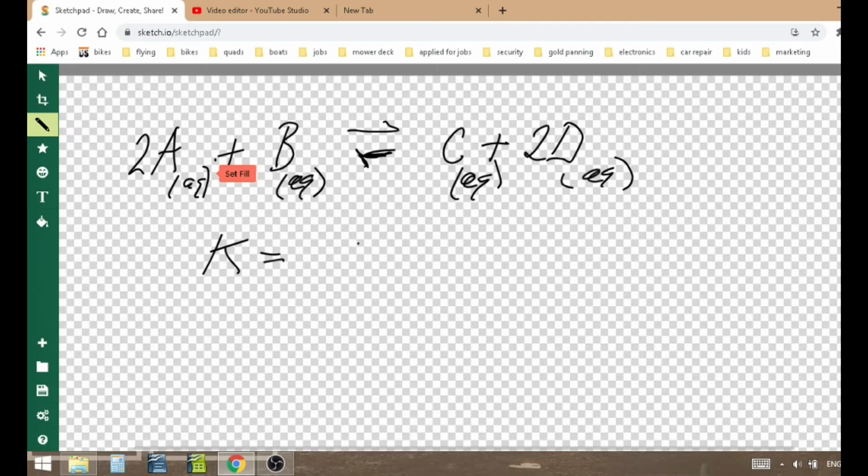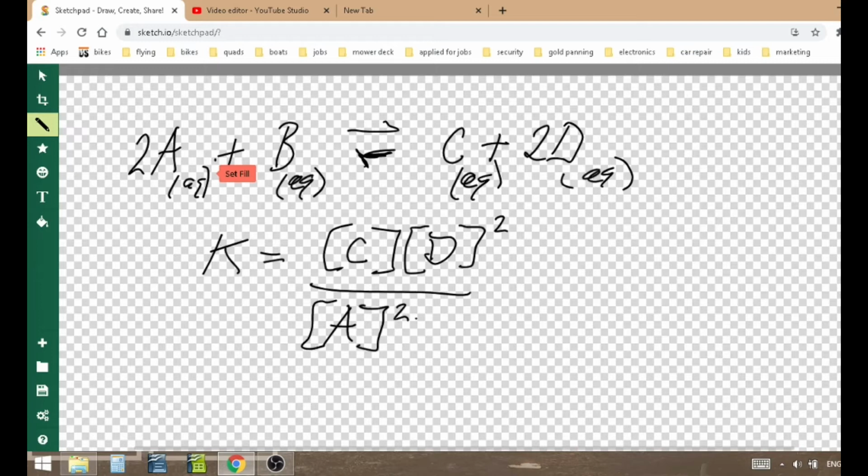Well, the equilibrium constant is equal to the concentration of C, and we represent concentration with square brackets, times the concentration of D squared, divided by the concentration of A squared times the concentration of B.